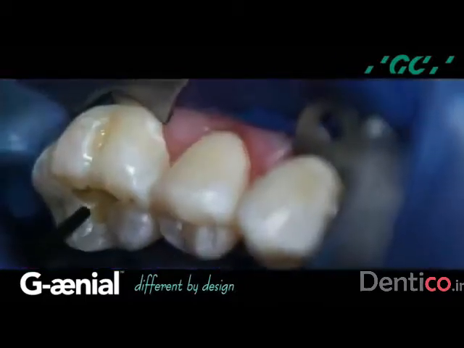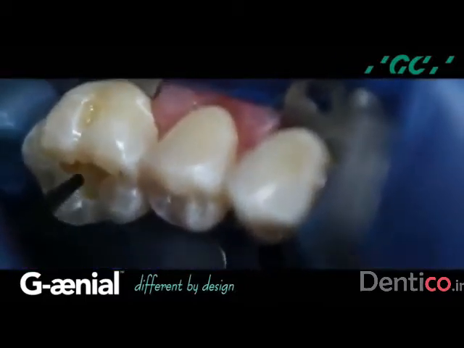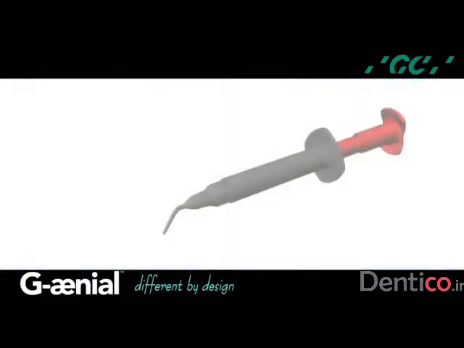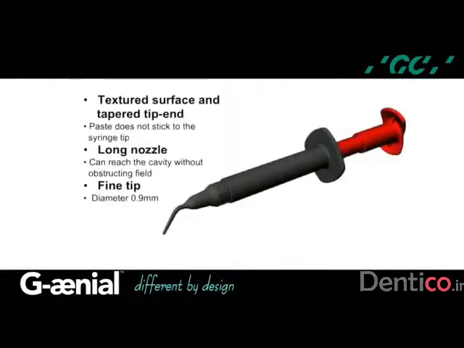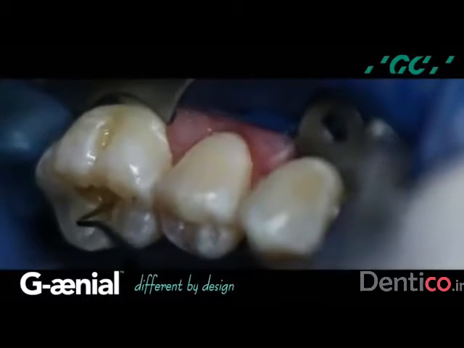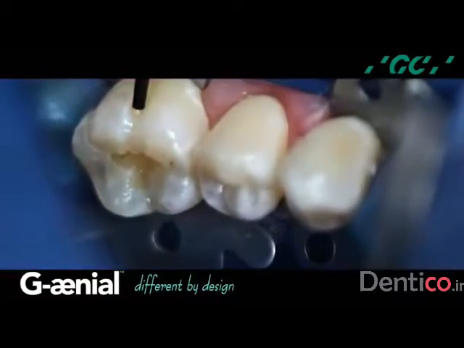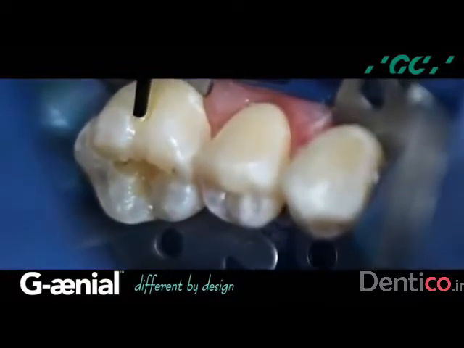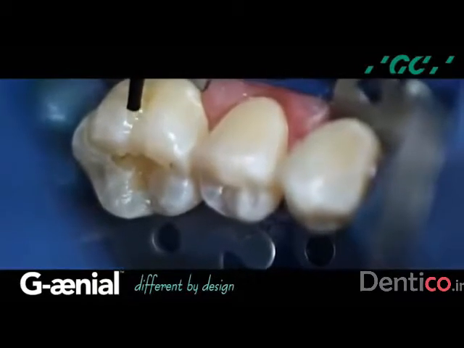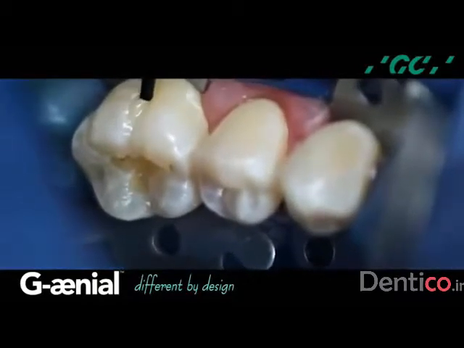A second increment of A3 shaded Genial Universal Flow is applied using the syringe tip with an ergonomic design to improve the access while maintaining visibility. Adapting the material with the 11/12 Explorer tip and light cure for 10 seconds. An increment of A2 shaded flowable is applied with the syringe tip. Notice the sculptability and the thixotropic property of this material.